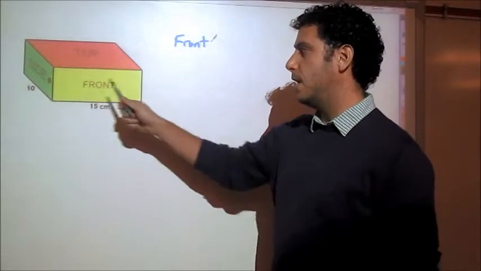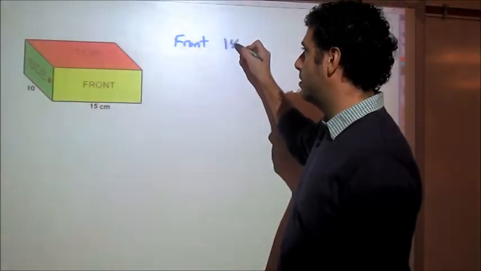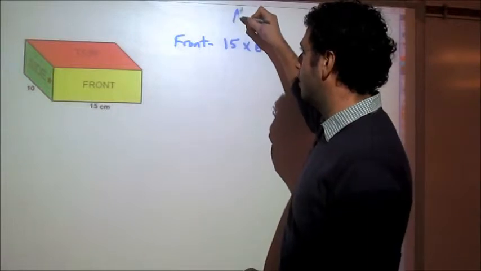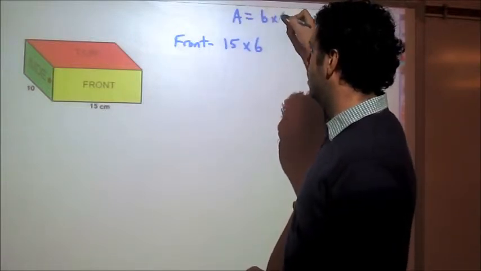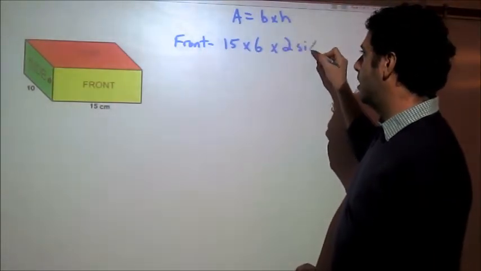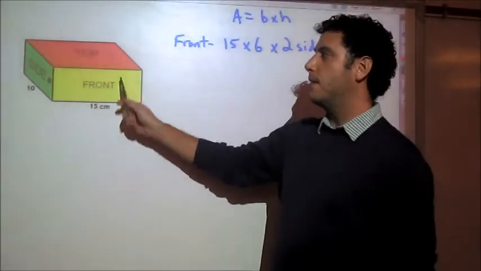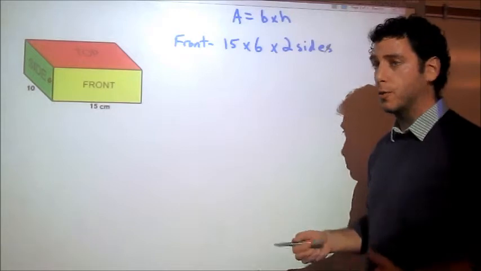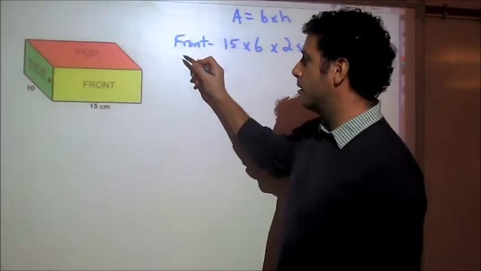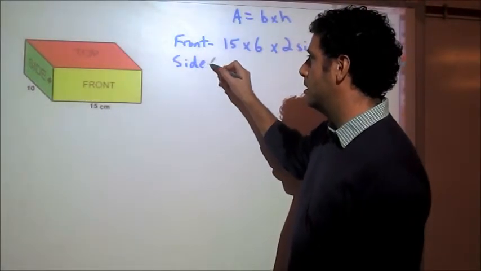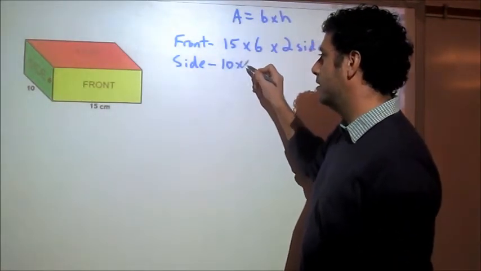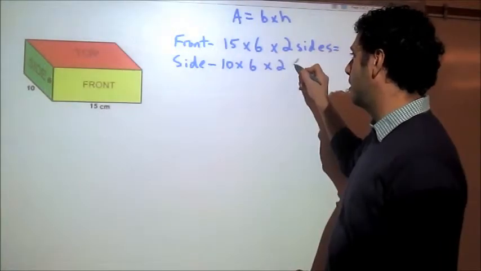The front has a base of 15 and a height of 6. So we'll multiply those 2 together, remembering that the area of a rectangle is base times height. Now, I'm going to multiply this by 2, because I know that the front and the back are both the same. They're congruent. So multiplying this by 2 is going to give us a shortcut to the answer. And we can do the same with the sides. Side is going to be base times height. So 10 times 6. We're going to multiply that by 2 sides.